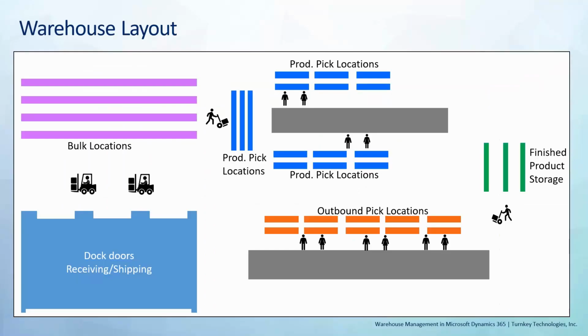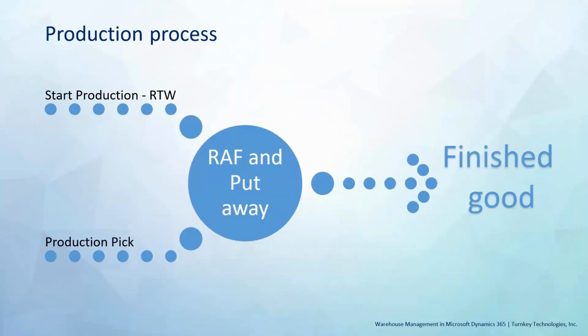So here in the production process, we're going to have 3 steps. The first is going to be the start production order and the release to the warehouse. The second one is going to be the production pick, which is basically based on the work ID we created when we released the order to the warehouse. We are going to move the inventory from the production location to the location where we are going to do the consumption of those raw materials.